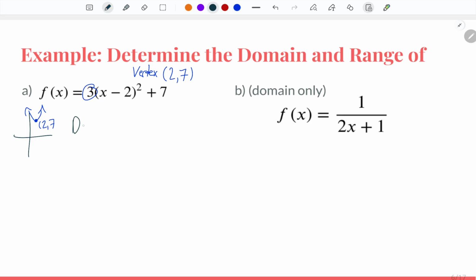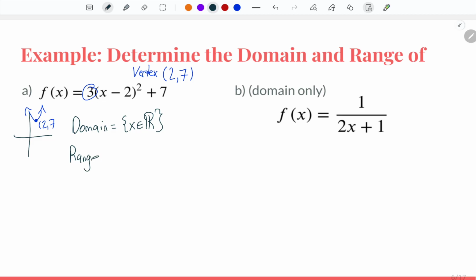The domain is always x is an element of the real numbers for parabolas. Another way of thinking about this is, it's a function. Could you plug anything into this equation for x? Well, yeah, you could plug in 5, you could plug in 22, you could plug in -1,000. You will always get an answer. There is nothing that could go wrong, so the domain is, well, any number.